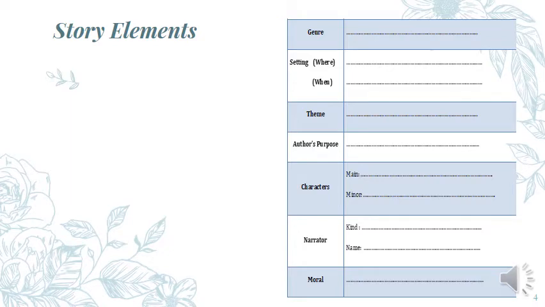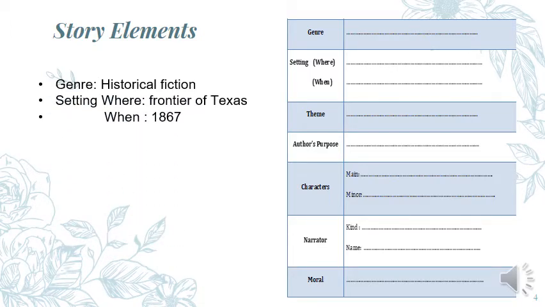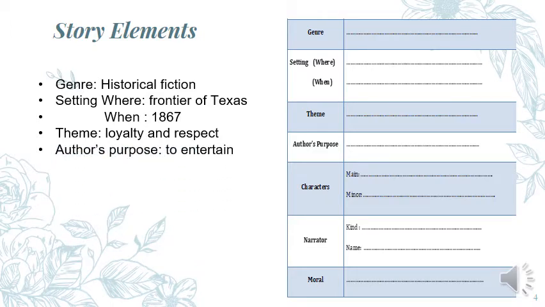Story elements. We have talked about the author and illustrator in a previous slide. Now, what is the genre? It's historical fiction. It happens in the past. The setting was the frontier of Texas, and the year was 1867. The theme is loyalty and respect. We have talked about where to find the theme of all these stories. The author's purpose is to entertain. I think we had fun reading this story. We liked it. It's an exciting one.